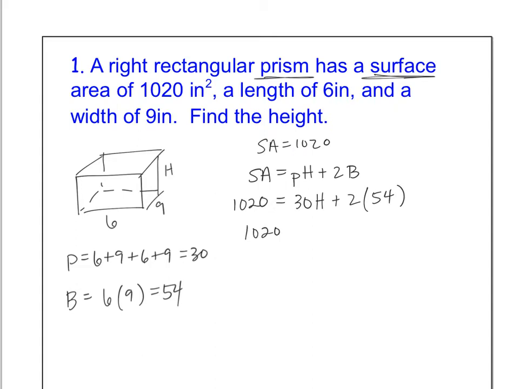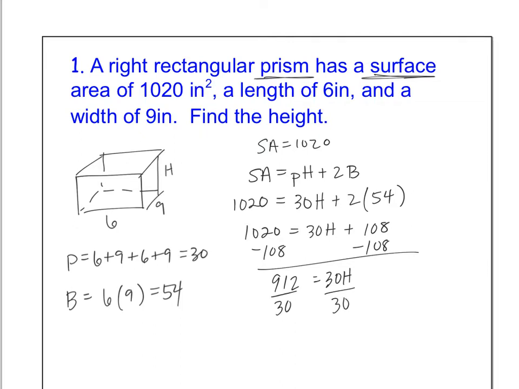So 1,020 equals 30H plus 108, minus the 108. We get 912 equals 30H. Divide by 30. And 30.4 is the height. And that would be inches. I think this one looks familiar to me. I think it was in one of our homework assignments.